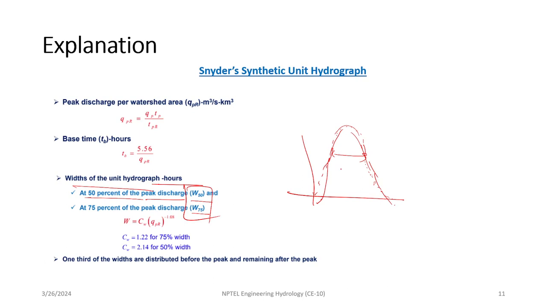That is why, if we are targeting to calculate these parameters, sometimes people assume that the Snyder synthetic unit hydrograph is a bit of a tedious job. Okay, so in the last it is mentioned that 1/3 of the width are distributed before the peak and the remaining after the peak.